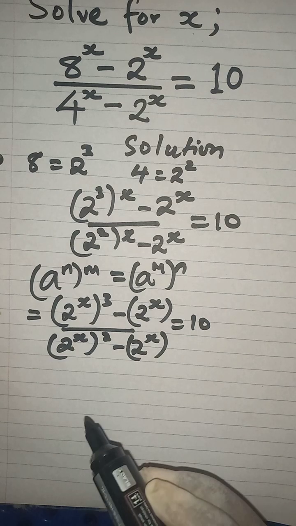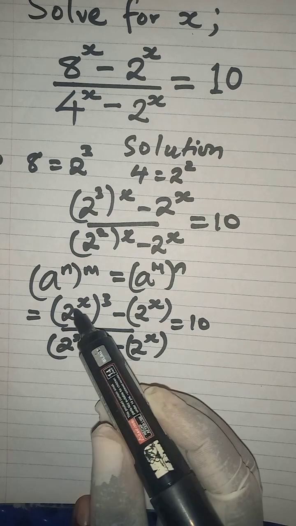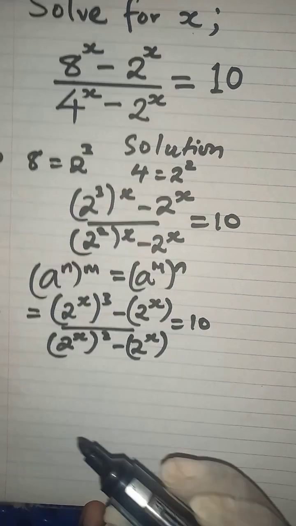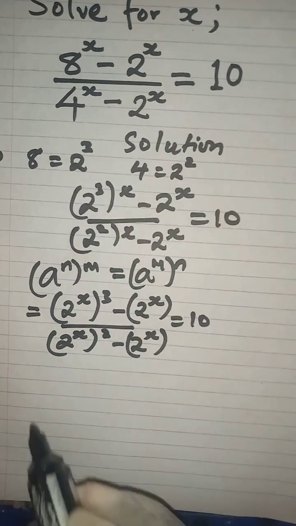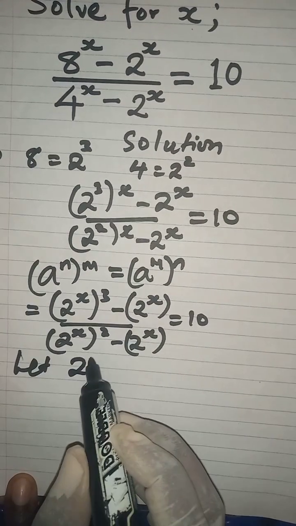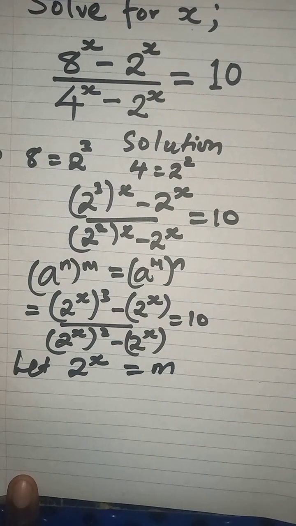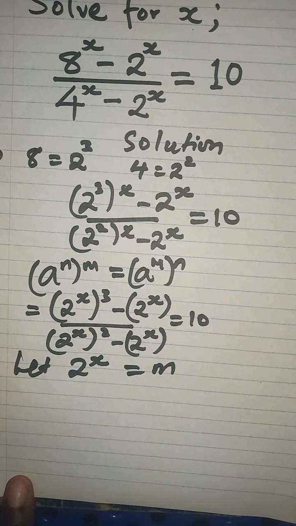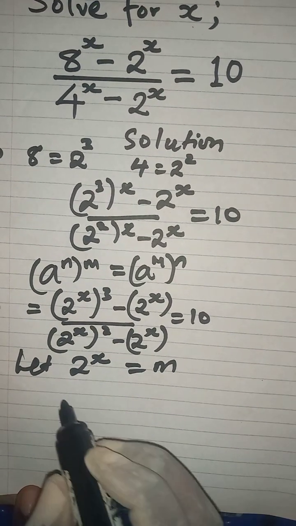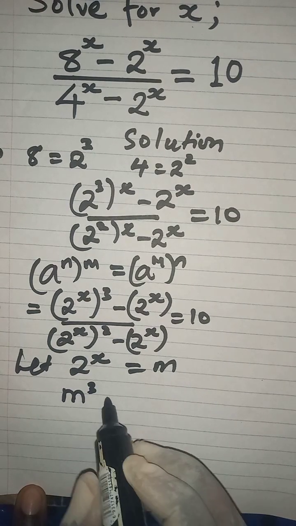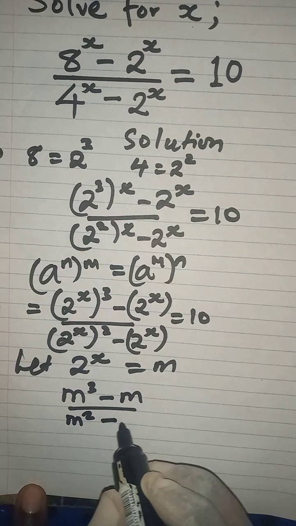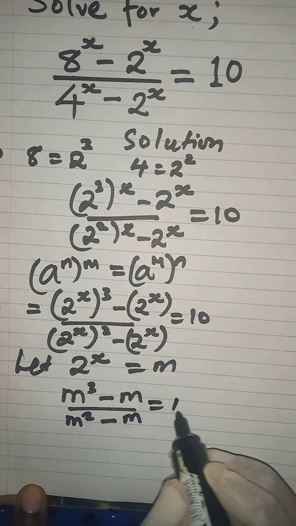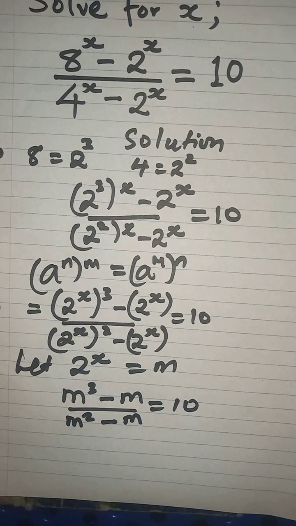So well, if you see that I have 2 raised to x, 2 raised to x, 2 raised to x, I'm going to treat them as a common term, and I'm going to let 2 raised to power x be any letter, refer to it as m, so that now my equation changes to m cubic minus m all over m squared minus m should be equal to 10. So now it looks nice.